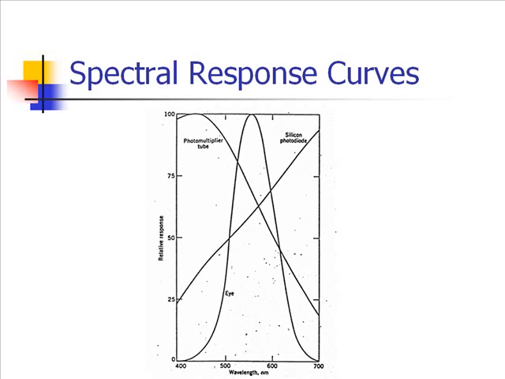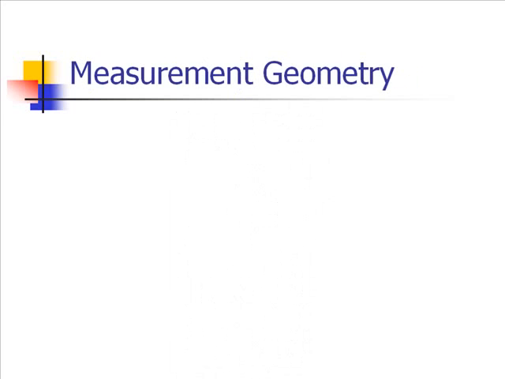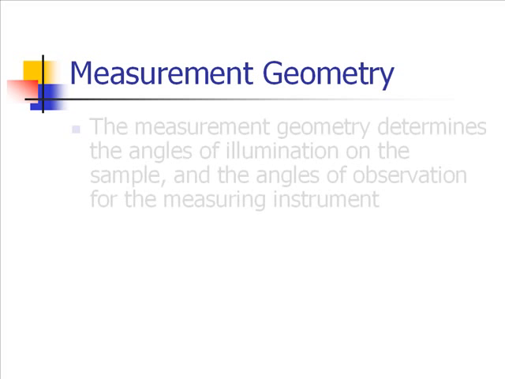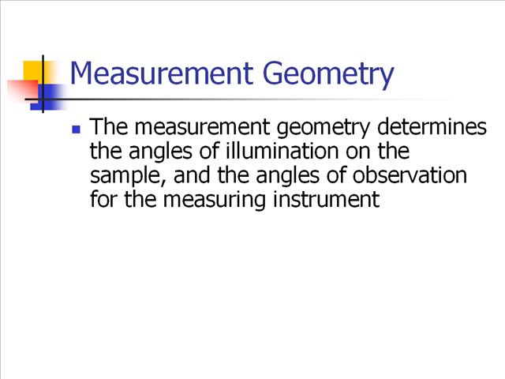Another important characteristic of spectrophotometers is their measurement geometry. There's a couple different kinds there. You need to determine what that is to make comparisons. So the measurement geometry determines the angles of illumination on the sample and the angles of observation for the measuring instrument. Two major types are used in industry. One is a 0-45 or 45-0. Those refer to the same type of geometry, just backwards.